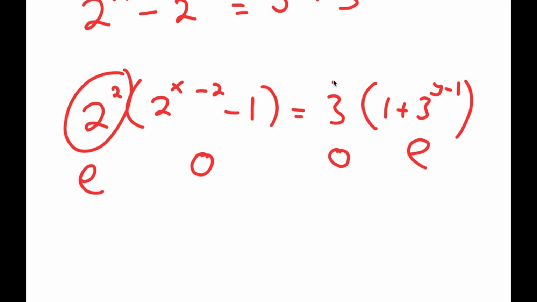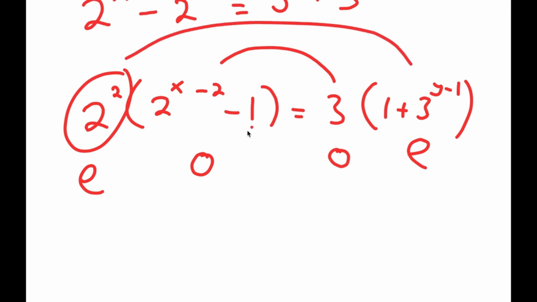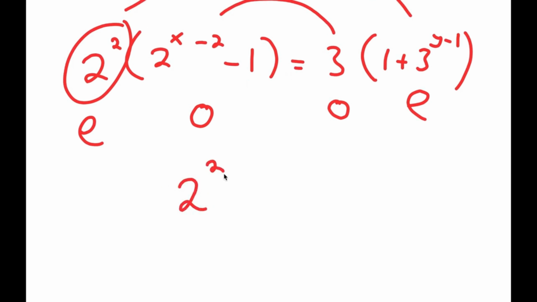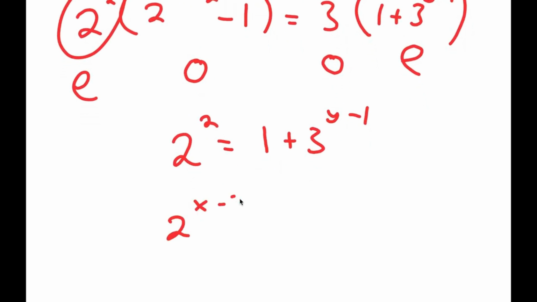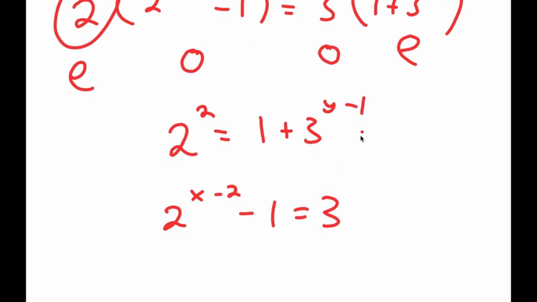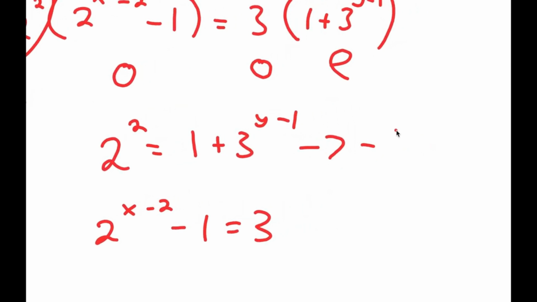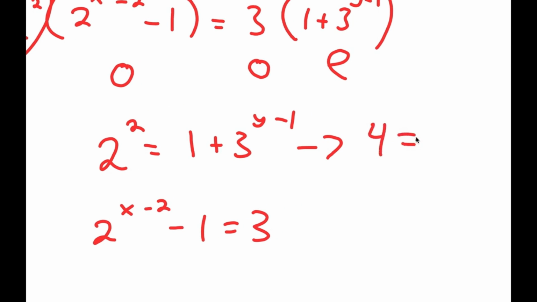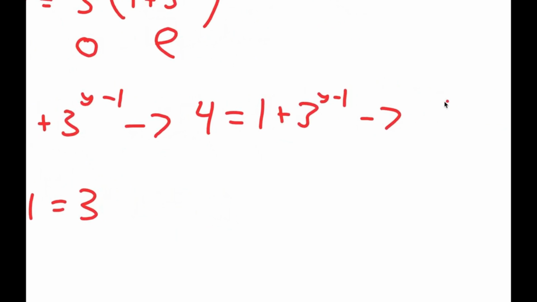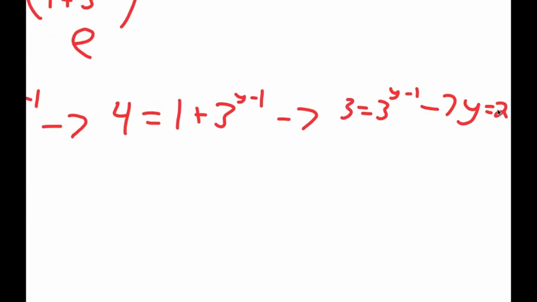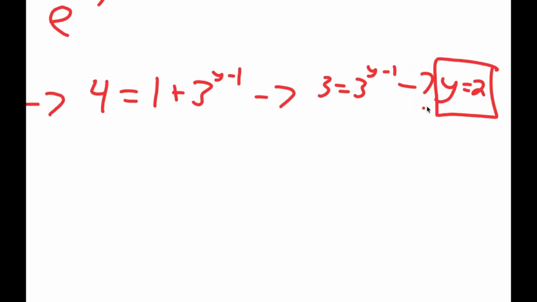Now, what I'm going to do is set the odd numbers equal to each other, and then the even numbers equal to each other. So this gives me two equations. I get 2 squared is equal to 1 plus 3 to the power of y minus 1. And I also have 2 to the power of x minus 2 minus 1 is equal to 3. So let's first start with this equation. This is going to equal 4 is equal to 1 plus 3 to the power of y minus 1. And this means that 3 is equal to 3 to the power of y minus 1, meaning y is equal to 2. So the value of y is 2.